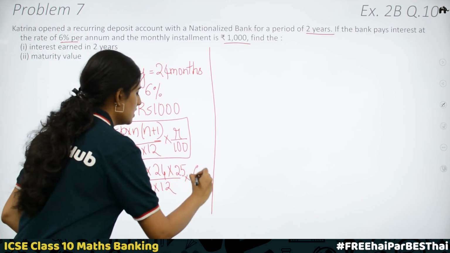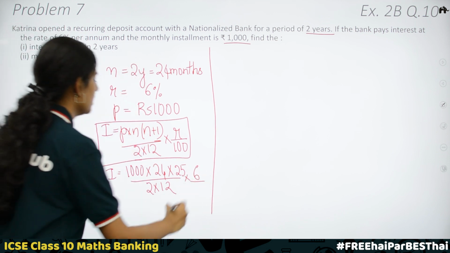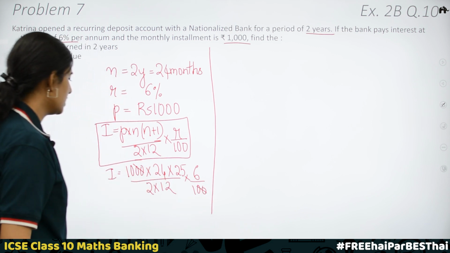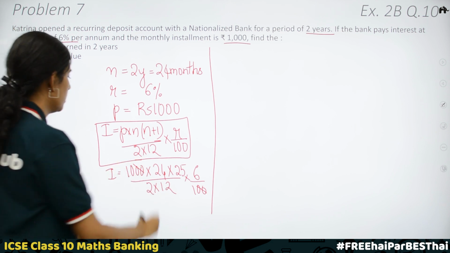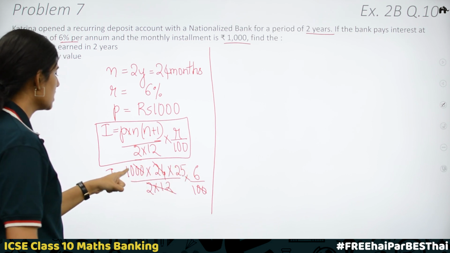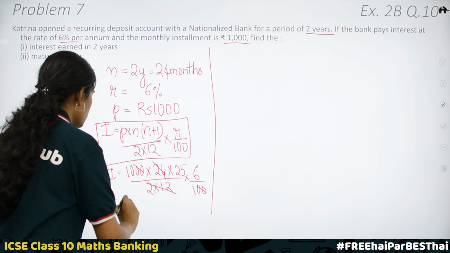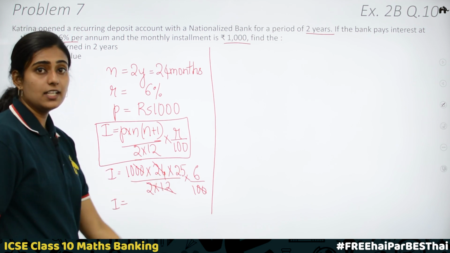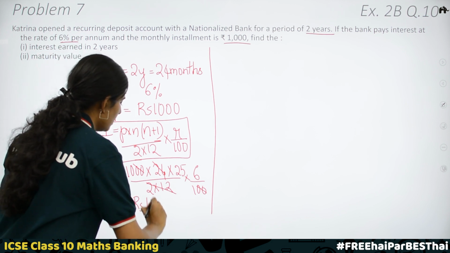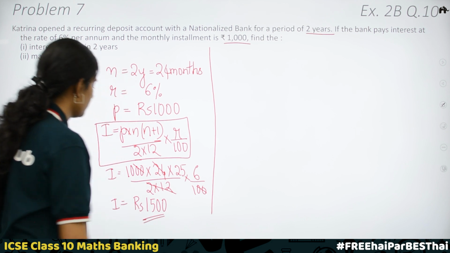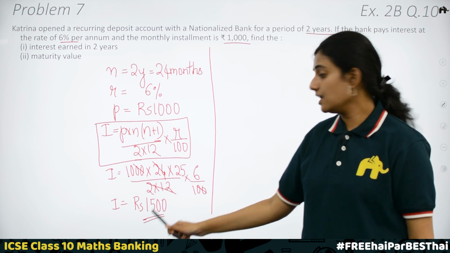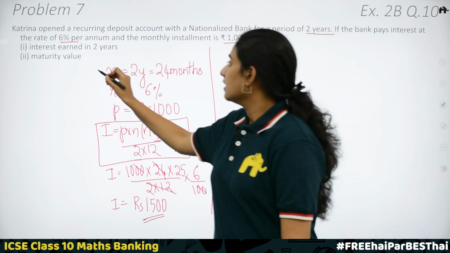R is given, 6 divided by 100. Zeros can be cancelled. 2 into 12, 24. 24 is in the numerator. 25 into 6 into 10. I is equal to 25 into 6, you will be getting 150. 150 into 10, rupees 1500. This is the value of interest. Interest I is equal to rupees 1500.